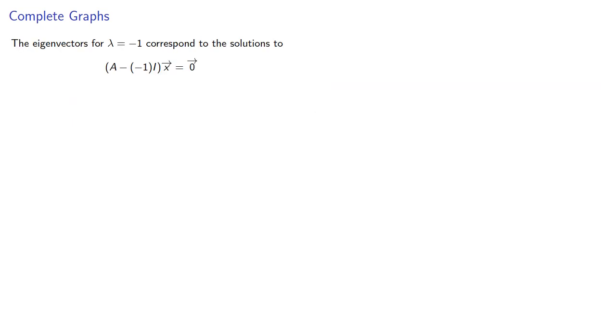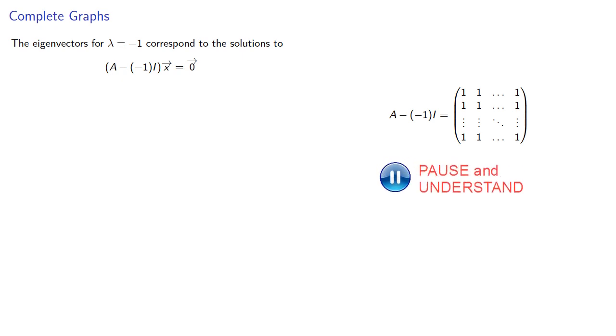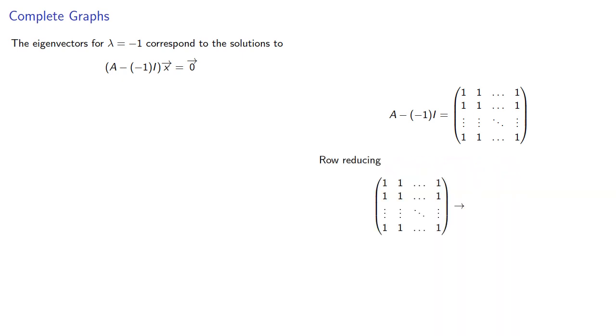The eigenvectors for lambda equals negative 1 correspond to the solutions to A minus negative 1 I times x equal to 0. So let's think about this. A minus negative 1 I is going to be a matrix where every row consists of n ones. So we can row reduce this matrix.